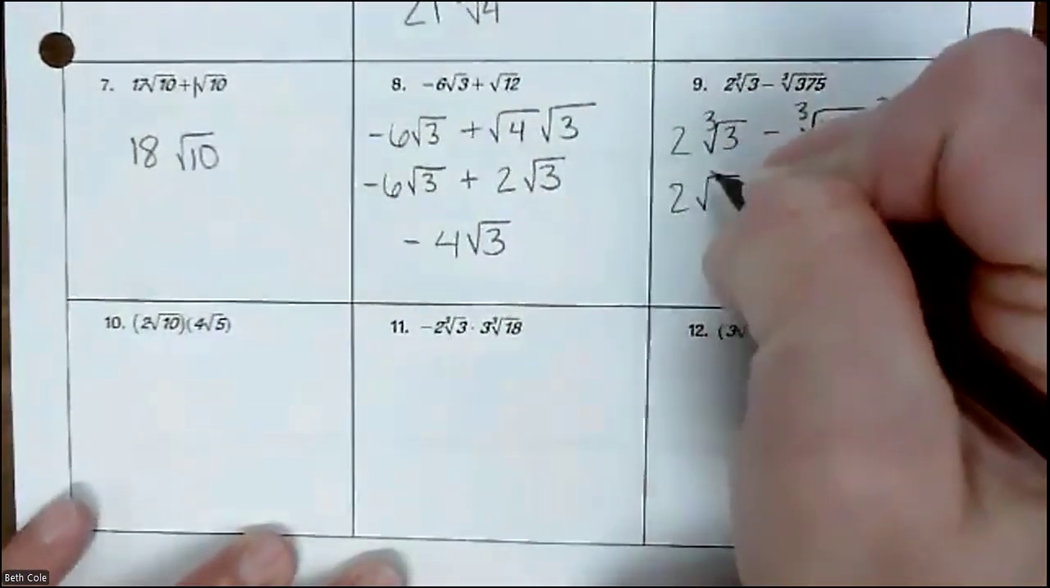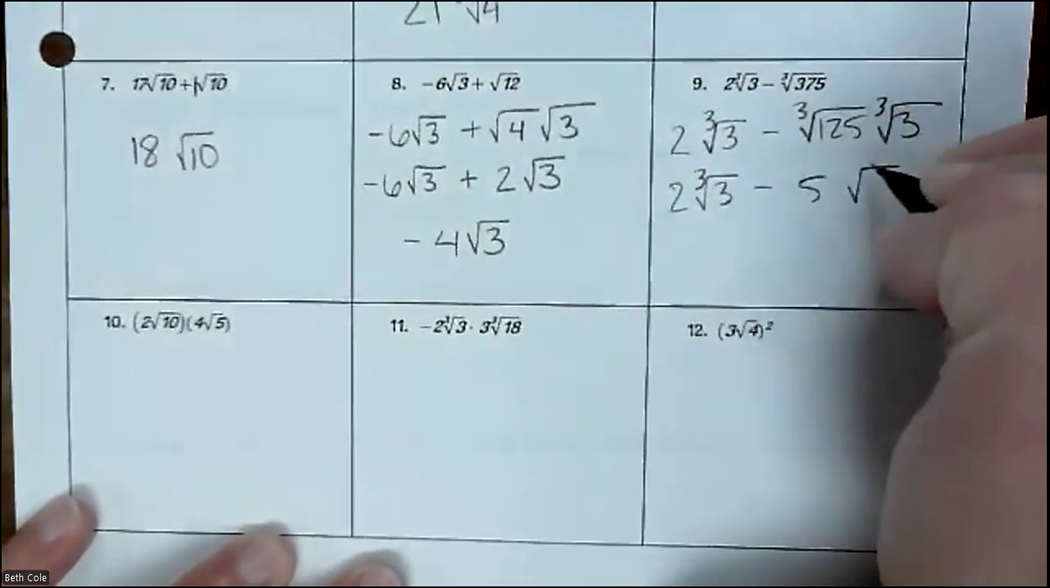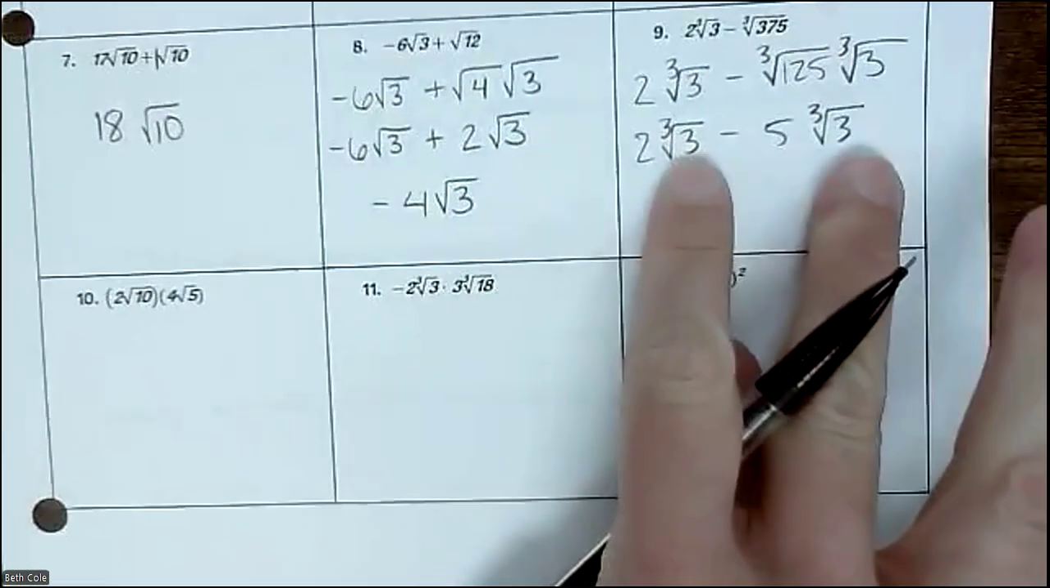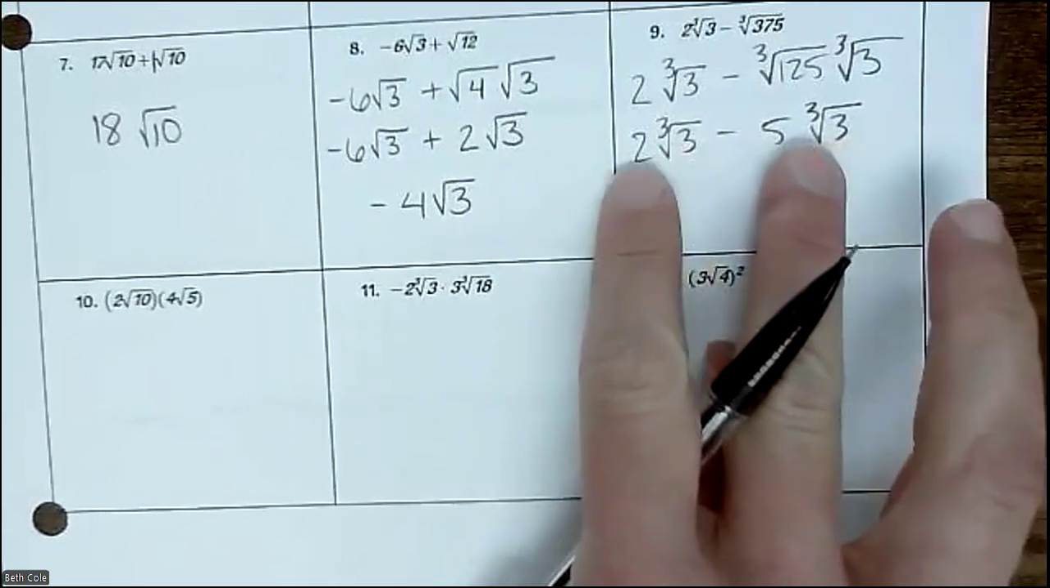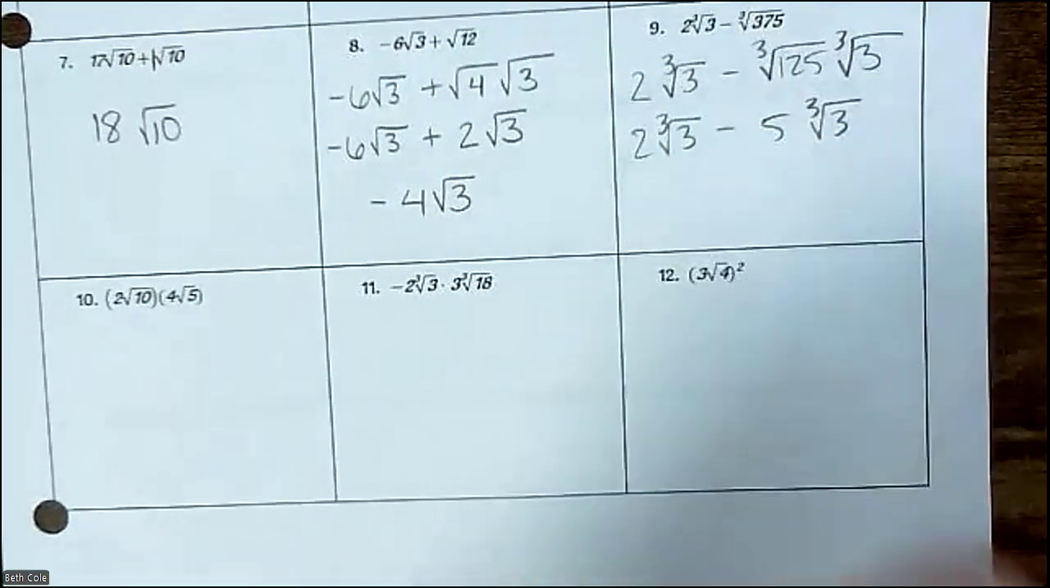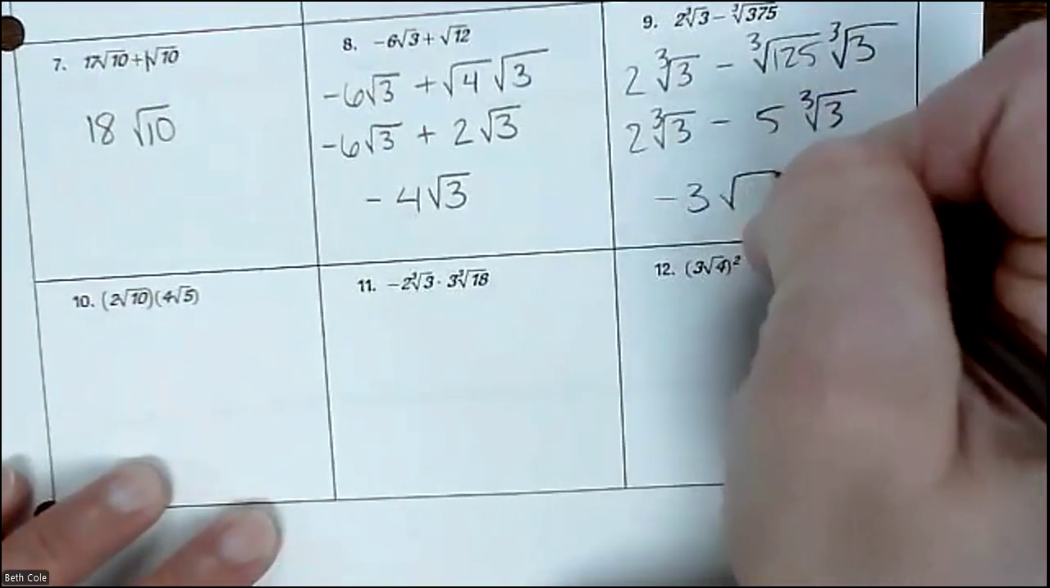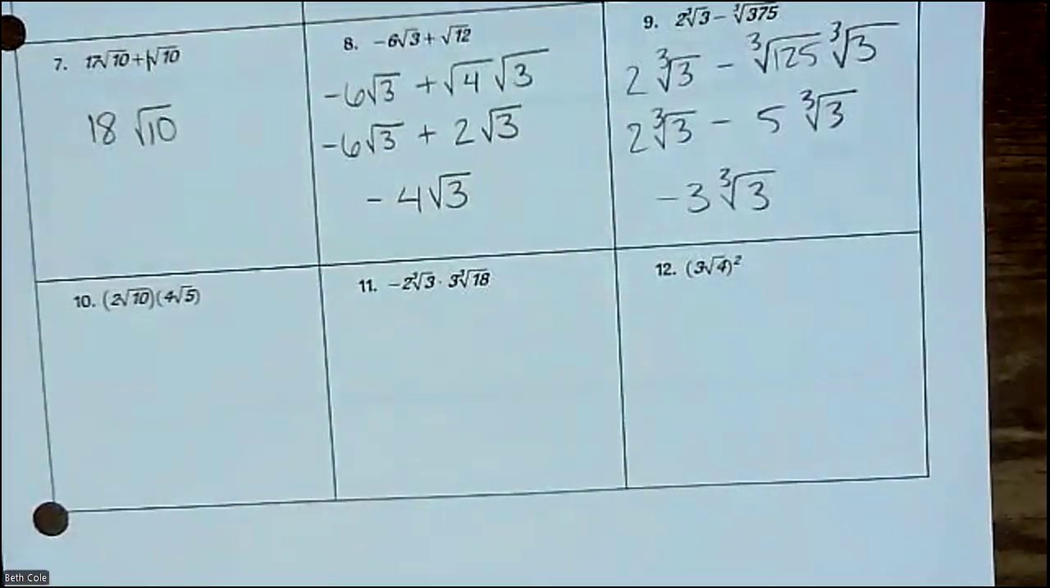All right, so yes, it is 5. So 5 cube root of 3. And now do you see how they're the same? So now you can subtract them. So 2 minus 5 is negative 3.